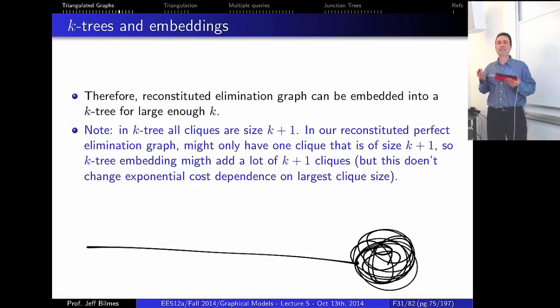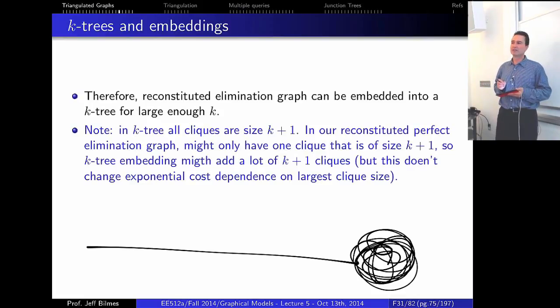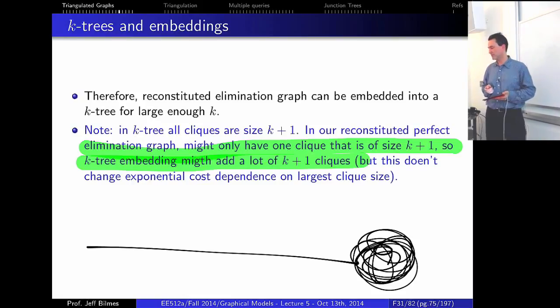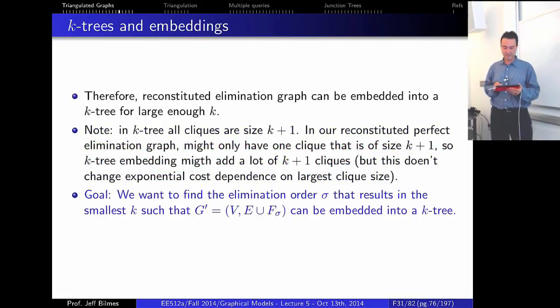But again, we're thinking of this asymptotically. We're thinking about asymptotic growth as n gets larger, and we're assuming k, which is the size of the largest clique in the triangulated graph, stays fixed. So we don't really care right now about n here. Okay. So basically, in our reconstituted perfect elimination graph, we might not only have one clique of size k. When we have a K-tree, we potentially have lots of cliques of size k plus 1. But it doesn't change the fact that we have exponential cost in the size of the largest clique, which is the thing that we're trying to get down.